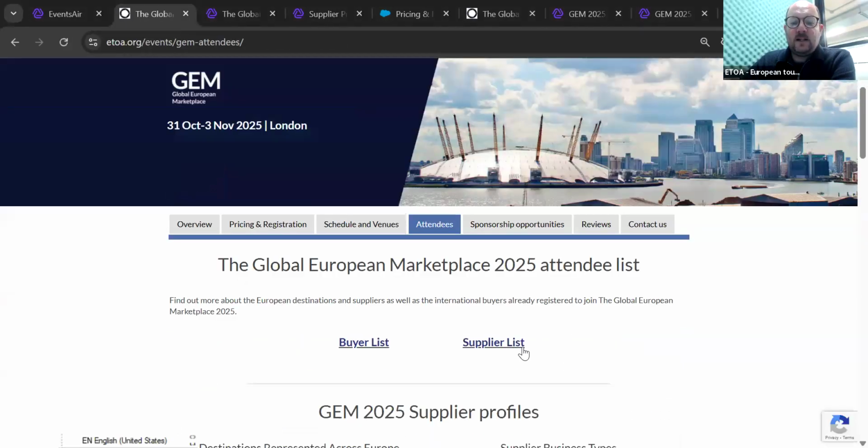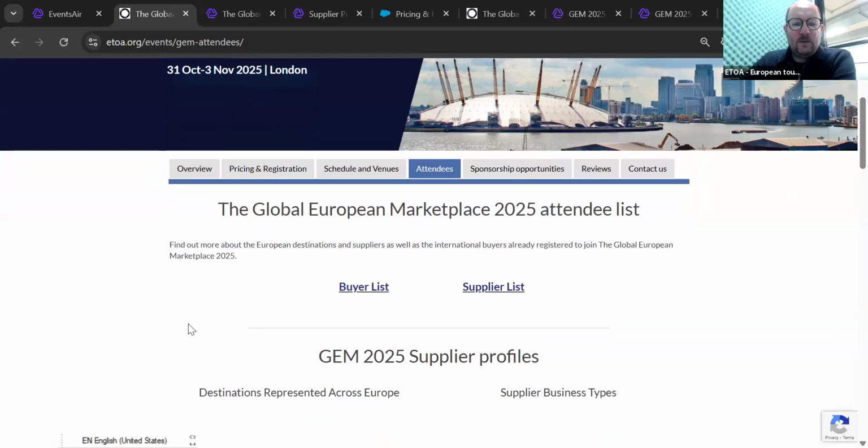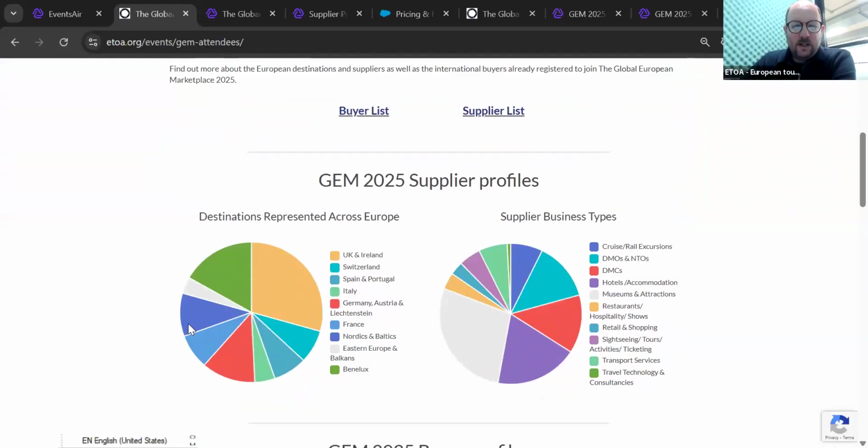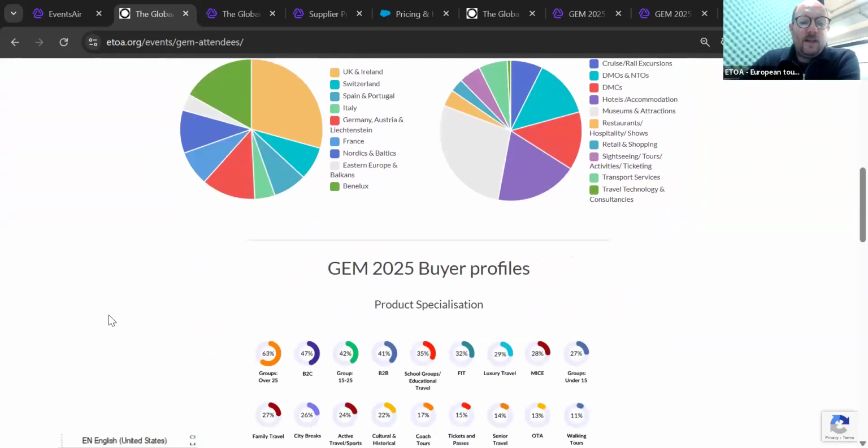These are live buyer and supplier lists, so you can always check in those ahead of when we do the matchmaking, when you'll see all of your counterparts ready there. And we've got some of the breakdown of who's coming. So we show the different suppliers that are coming, what kind of businesses there are, and then the buyers.